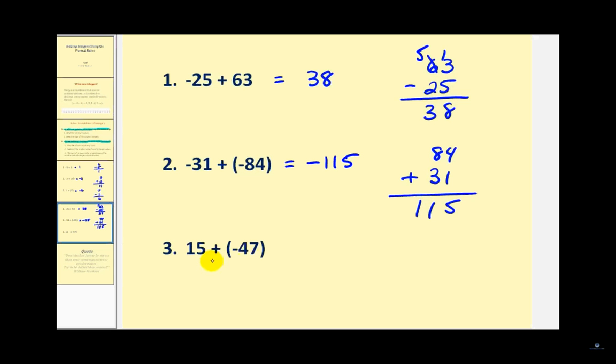In the last example, again, we have two integers with different signs. So we'll take their absolute values and then subtract. The absolute value of 15 is 15. The absolute value of negative 47 is 47. Again, notice I always get in the habit of writing the larger number first, just in case we do have to subtract, like we do here, because they have different signs. So we subtract. 7 minus 5 is 2. 4 minus 1 is 3. So our sum is 32, but since the 47 had the larger absolute value, and the 47 is negative, our sum is negative.